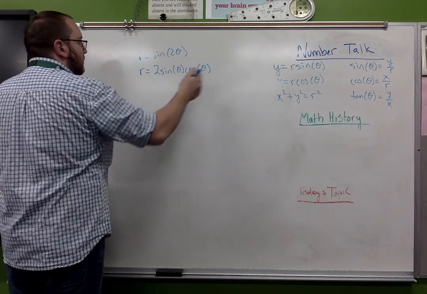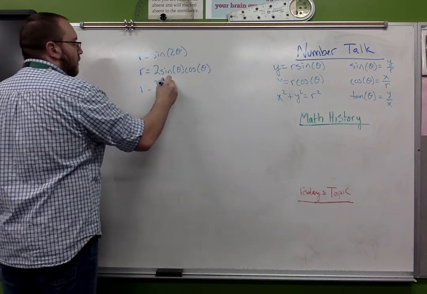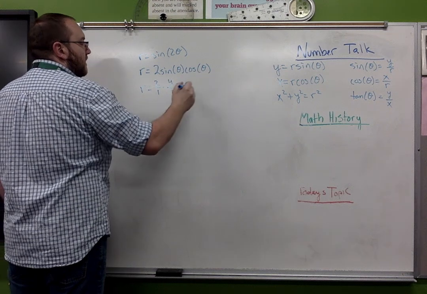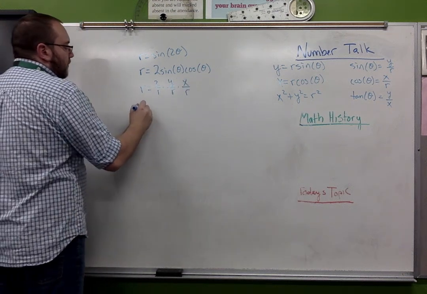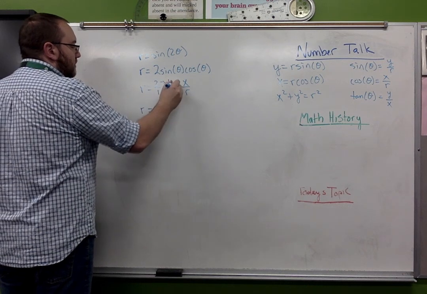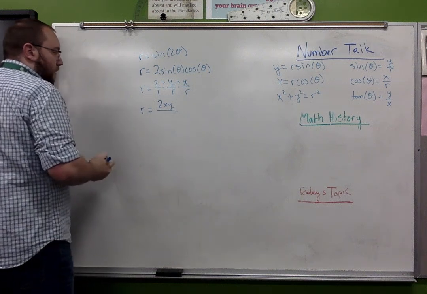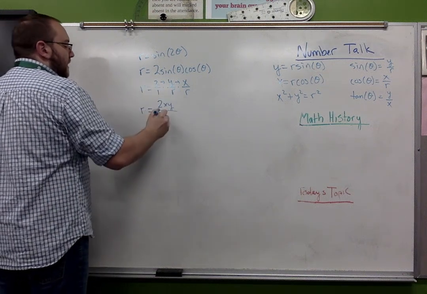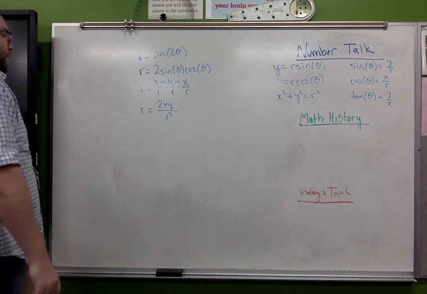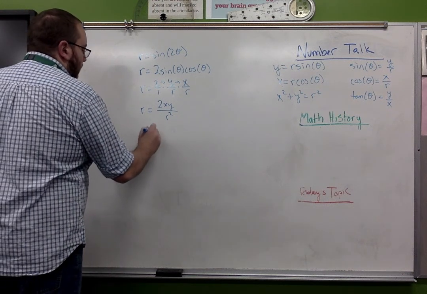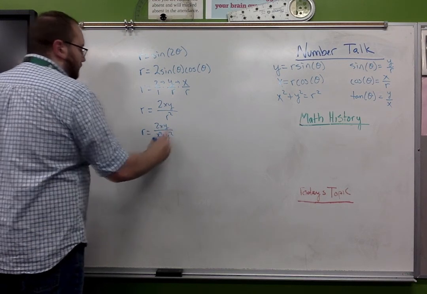Now I can switch these. So r equals 2 times sine theta, which is y over r, times cosine theta, which is x over r. When I multiply fractions, I multiply straight across. So 2 times y times x is just 2xy. 1 times r is r, times r is r squared. r squared is equal to x squared plus y squared.